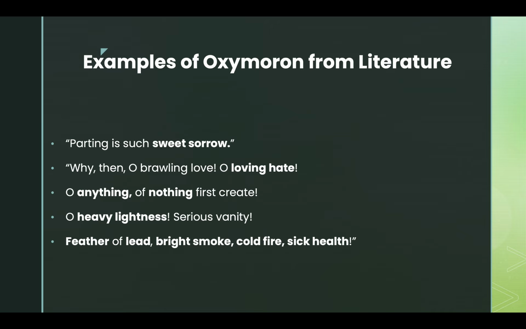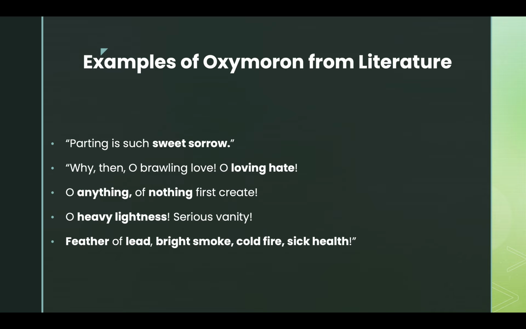Oh, heavy lightness. How can lightness be heavy and how can heavy be light? You get what I'm saying? So you have your oxymorons coming there, and then serious vanity is not one, so scrap that one. But oh, heavy lightness is the oxymoron there. And this one had me cracking up. Feather of lead. Now you know feather is something light. Lead is something heavy. So how can feather and lead be put together? But it's creating a particular literary impression.